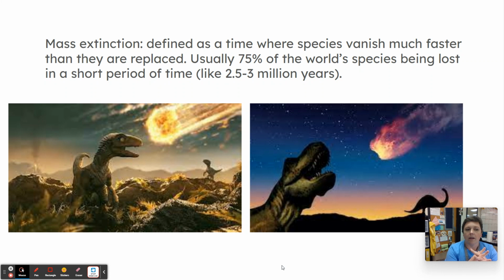So a lot of scientists right now are saying that we are in the beginnings of another mass extinction. We are on our way up, like our species that are becoming extinct. They're moving up, and if they continue moving like this for 2.5 to 3 million years, then this will be another mass extinction. It hasn't really happened yet. We're kind of in the beginning of that 2.5 million years.